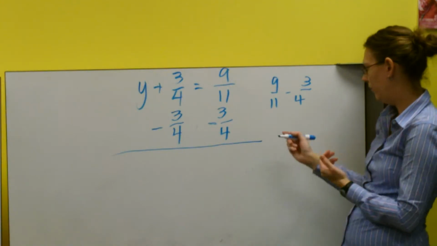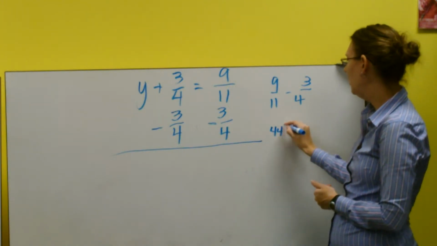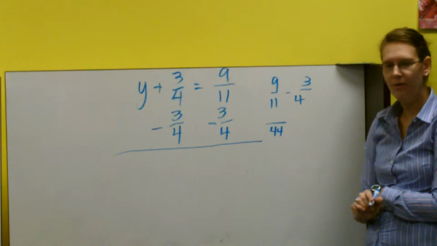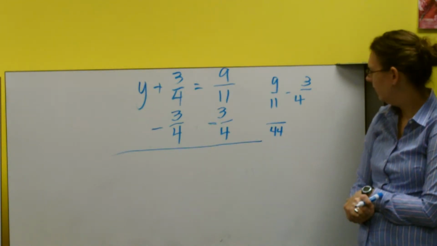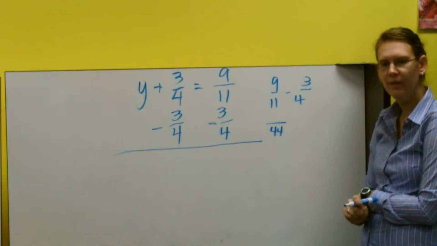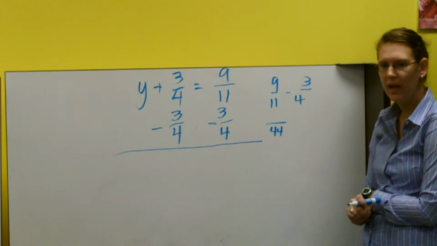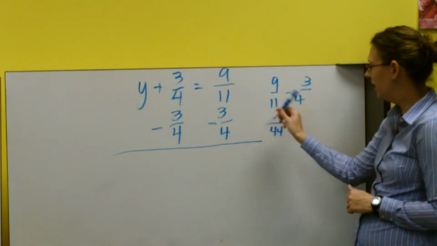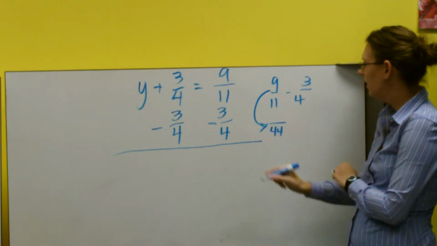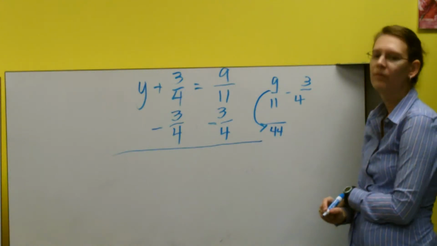So I'm changing 9 over 11 into 44ths. How many 44ths is that, Portia? How do we convert fractions? We're expanding this fraction, multiplying by 4, so 9 times 4. Which is? 36.